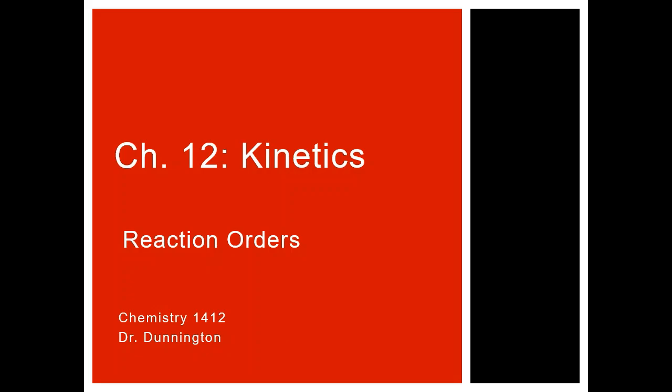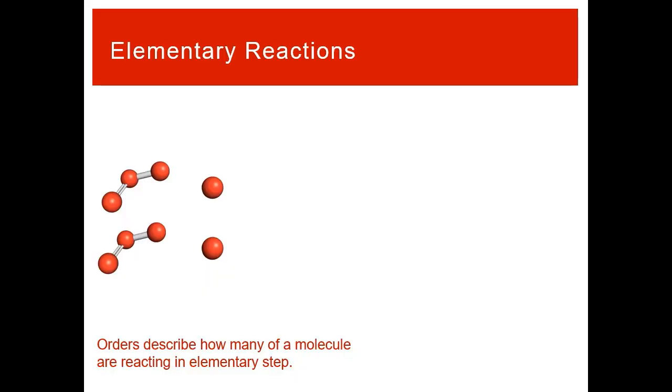With our newfound ideas about reaction mechanisms, we want to actually define where reaction orders come from. If I'm dealing with an elementary reaction, which means a single molecular collision or a single molecular event, then orders describe how many of a molecule are participating in that step. If we use this ozone and O atom reaction, the rate is based on the number of collisions. So there are two O3 molecules and two O atoms, which gives me a total number of collisions.